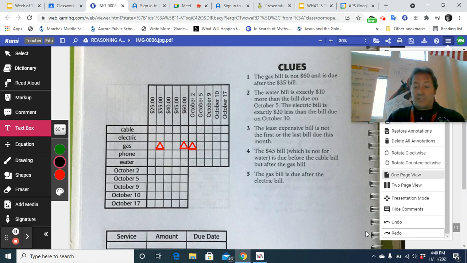But anyways, that's the same thing for the 17th for the $35 bill. If it's due before that, then it can't be the 17th because that's not before anything.